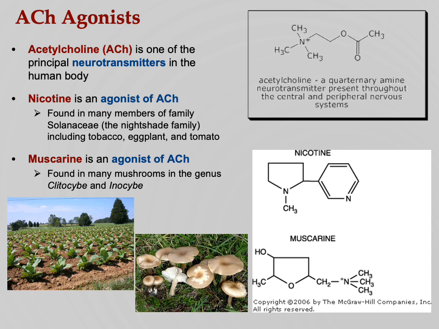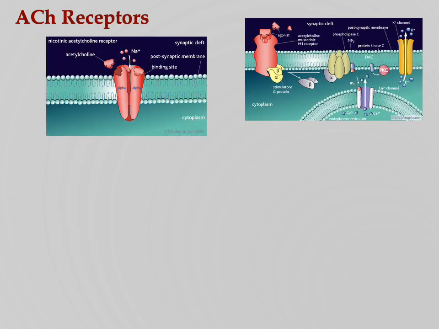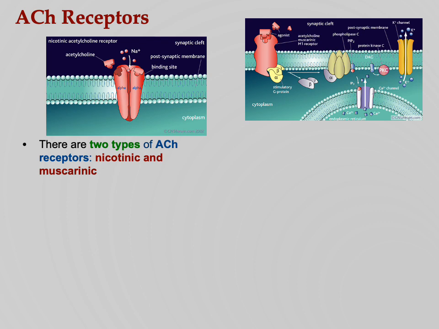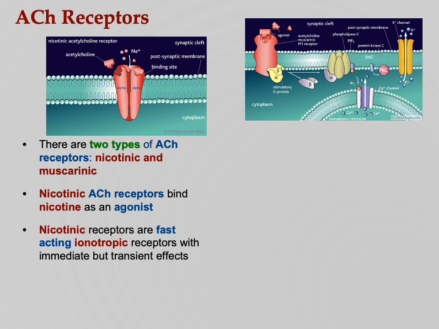Now, do muscarinic receptors respond to nicotine? No, they don't. Do nicotinic receptors respond to muscarine? No. All of them respond to acetylcholine. It's just that some respond to nicotine in addition to acetylcholine. Others respond to muscarine in addition to acetylcholine. So let's look then at the acetylcholine receptors. Two kinds, nicotinic and muscarinic, which I just mentioned. Nicotinic bind nicotine as an agonist, as well as acetylcholine. Nicotinic receptors are fast-acting ionotropic receptors with immediate but transient effects.